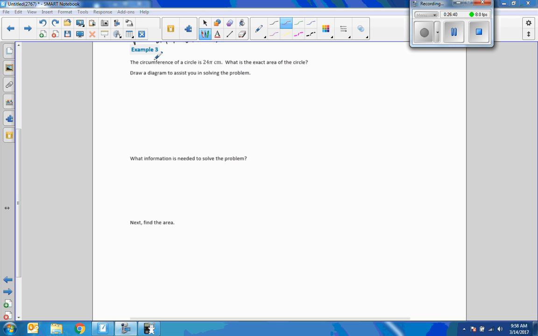Okay, example 3. The circumference of a circle is 24 pi centimeters. So we have a circle. C equals 24 pi centimeters. What is the exact area of the circle? Draw diagrams to assist you in solving this problem. So circumference is distance around. Area is the region inside. So first I have to find the formulas. So if we're looking for area of a circle, area equals pi r squared.